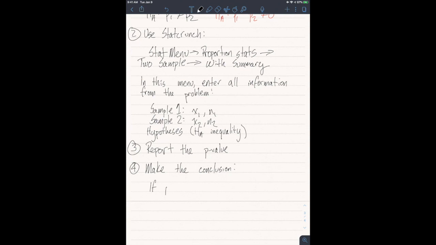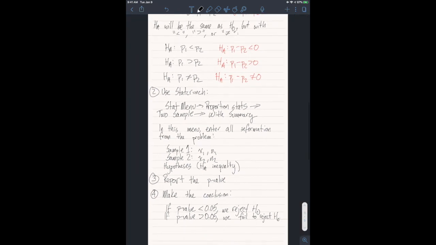If the p-value is less than 0.05, we reject H0. If the p-value is greater than 0.05, we fail to reject the null hypothesis. All right, and those are our steps.